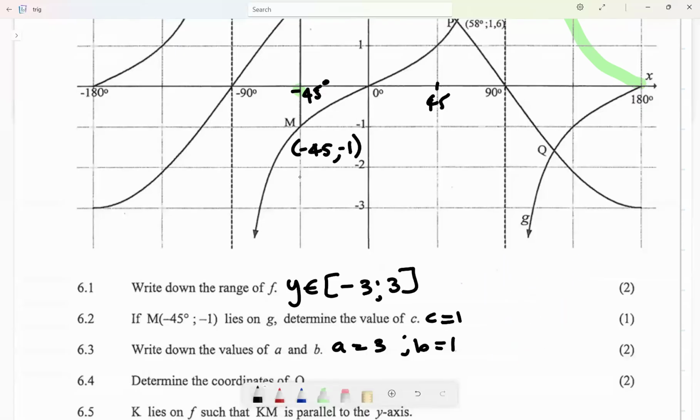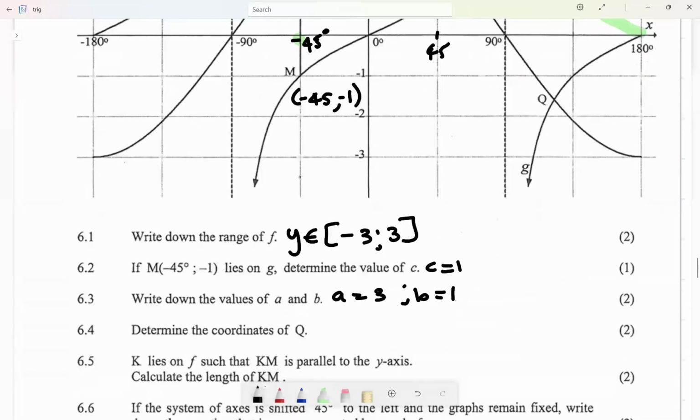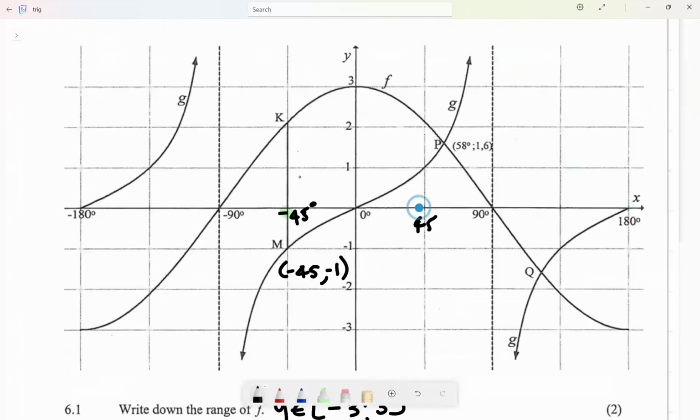And then when I look at this part, determine the coordinate of Q. What is the coordinate of Q? What are the coordinates of Q? The coordinates of Q are basically the point of intersection between P and Q, right? So how do I find this?